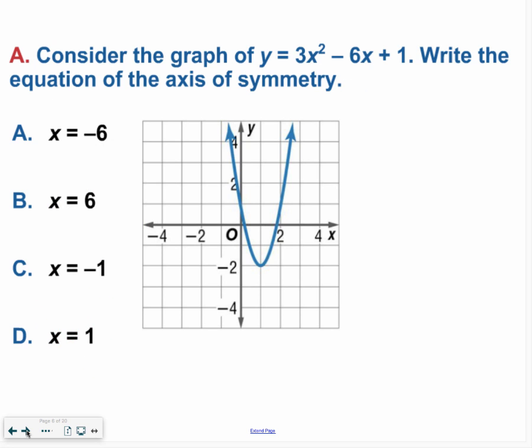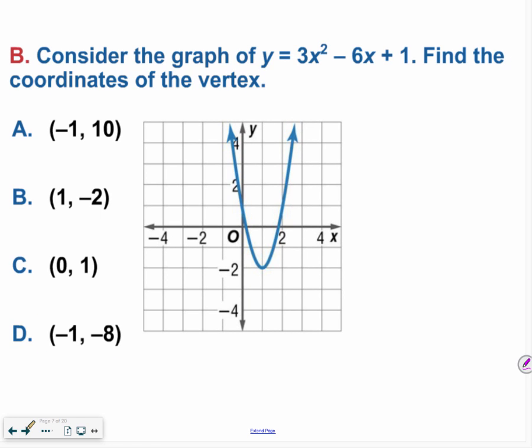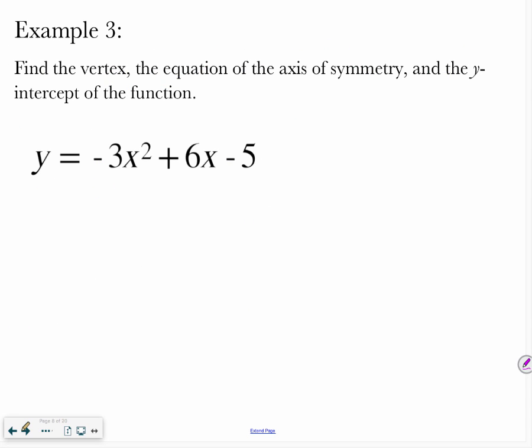And why don't you go ahead and identify the equation for the axis of symmetry. Hopefully you determined that x equals 1. If not, be sure to ask for some help. Try to find the coordinates of the vertex. Hopefully you determined that this was 1, -2. Like I said, if you have questions, be sure to ask for some help.